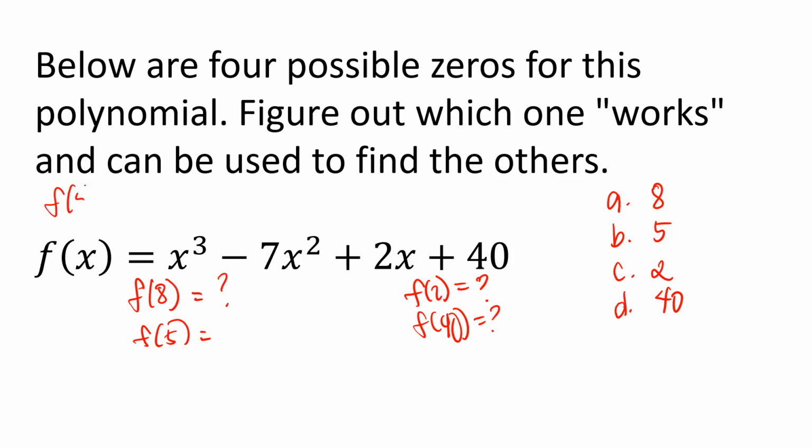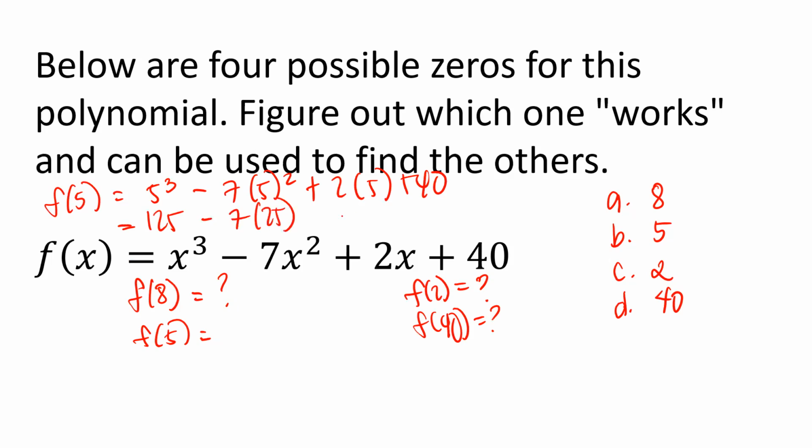For P of 5, our given becomes 5 cubed minus 7 times 5 squared plus 2 times 5 plus 40. So, it becomes 125 minus 7 times 25 plus 10 plus 40. In this part, look at 125 minus 175. We can combine these: 10 plus 40 is 50, 50 plus 125 is 175. So 175 minus 175 is 0.